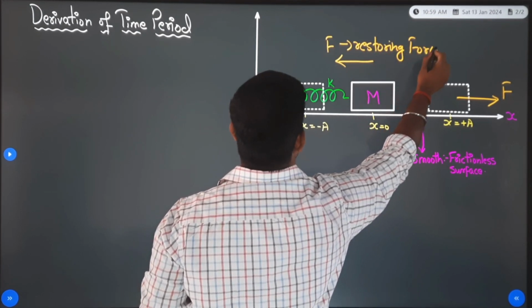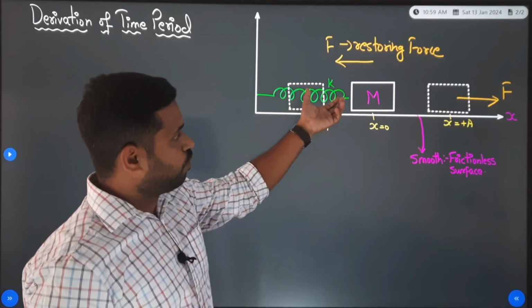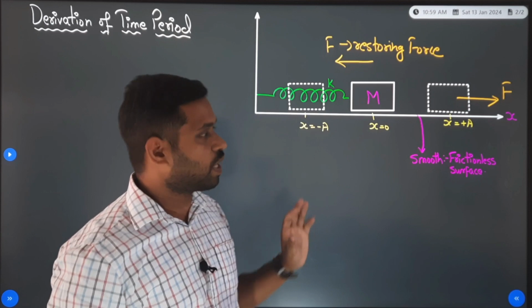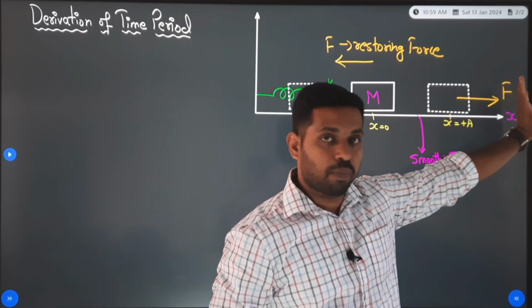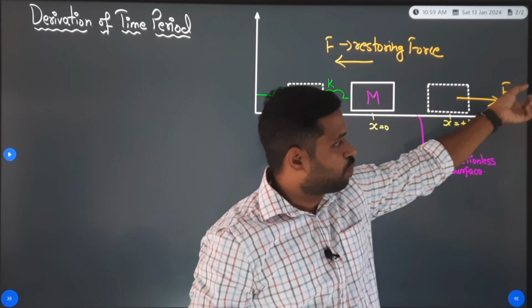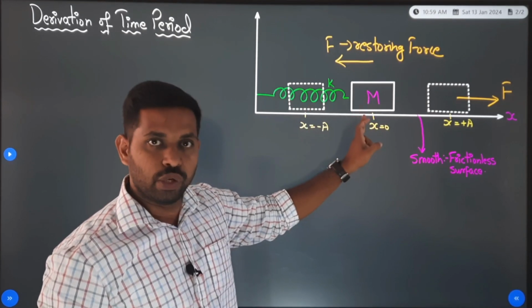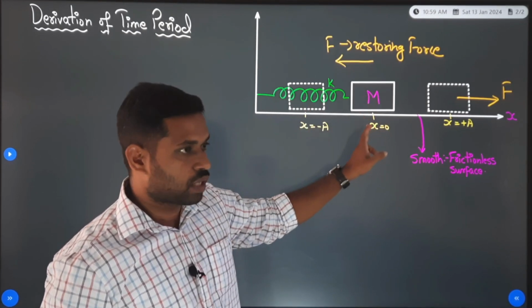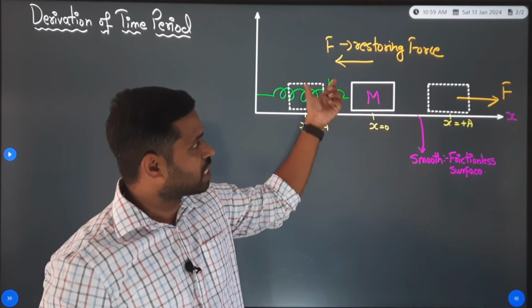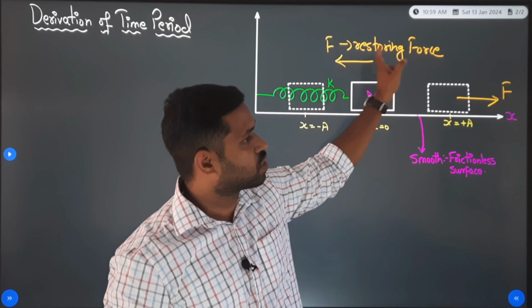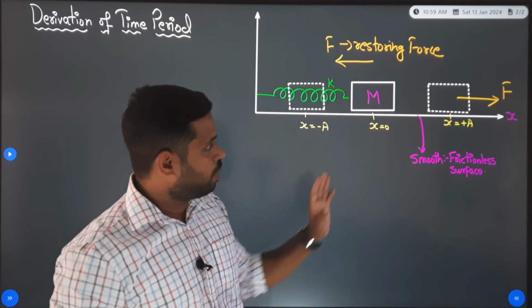Now, why is this force that arises in the spring called the restoring force? That is because when you have pulled the mass by applying the external force F, the spring is trying to pull it back to its original position, x equal to 0. It will try to restore its original position, and that's why it's called the restoring force.